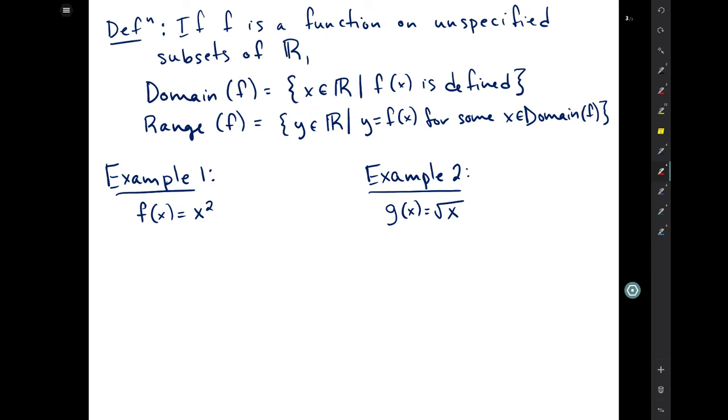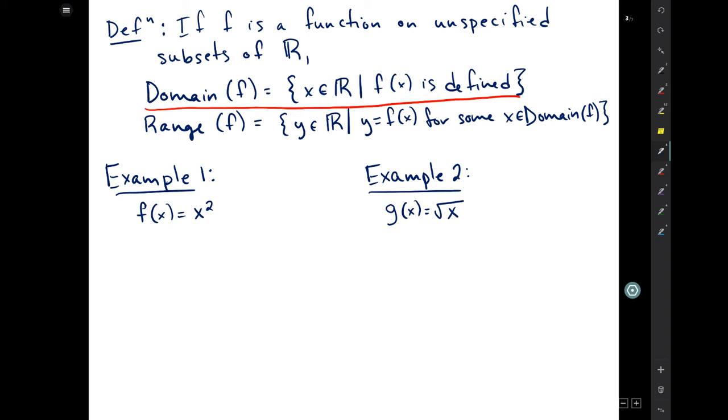A lot of the time you're going to see a function where the domain and the codomain aren't really defined, but it's understood that they're subsets of the real numbers. So if you have a function that's defined on some subsets of the real numbers, we'll talk about the domain first. The domain of your function is going to be any real number x such that f of x is actually defined. So two examples.